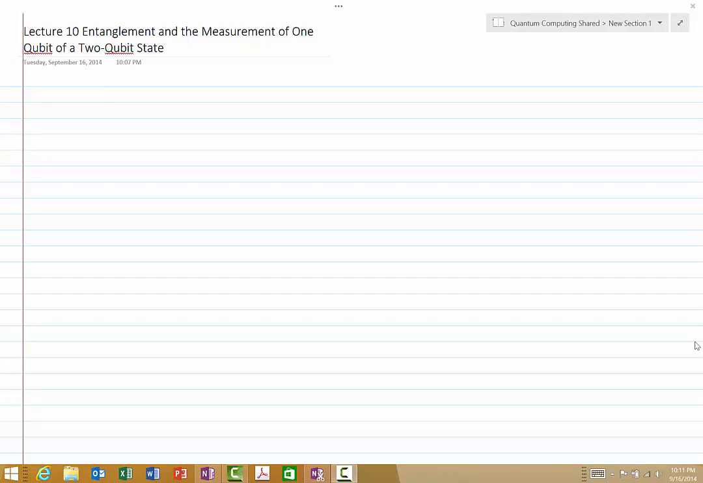Welcome to Lecture 10, in which we will discuss entanglement and the measurement of one qubit of a two-qubit state. You will recall that actually I had hoped to discuss all of this in Lecture 9, but underestimated the amount of time that lecture would require. And so now we're basically continuing Lecture 9 in this lecture, which is, of course, Lecture 10.